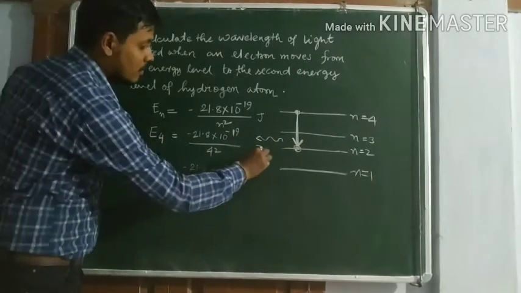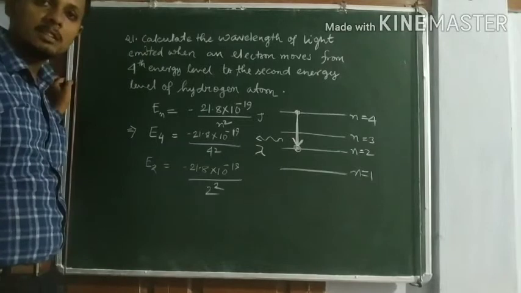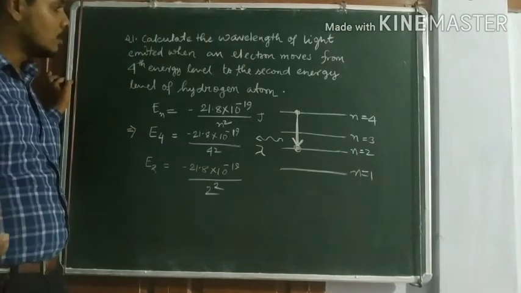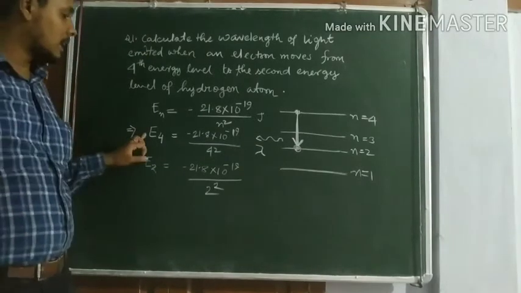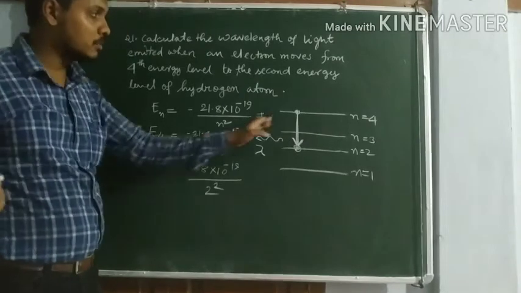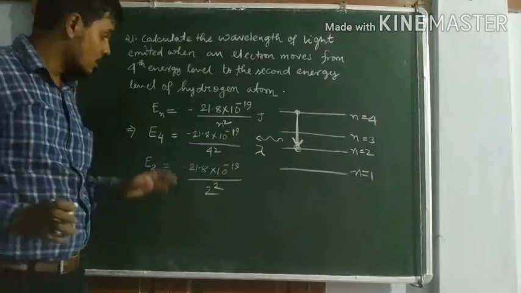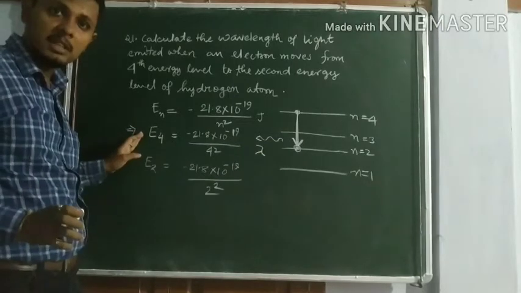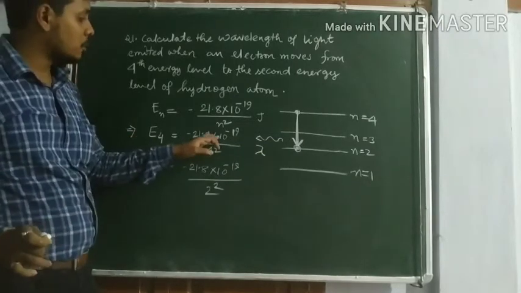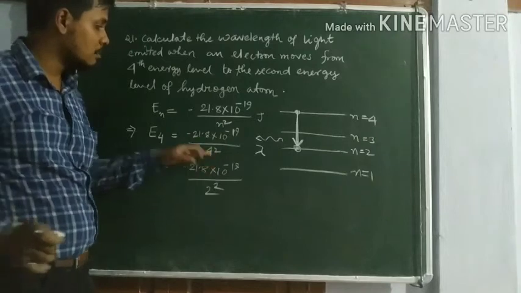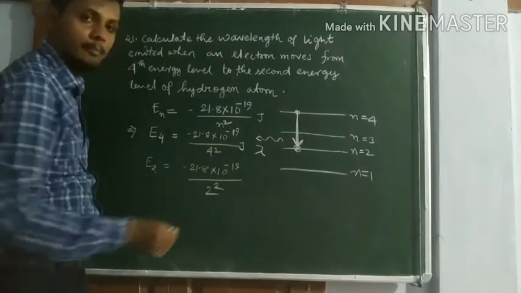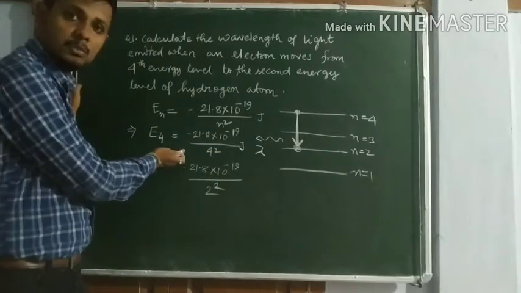So what is the wavelength of this electromagnetic radiation? That is what you are asked to find. Now for that, let us first calculate the energies of the respective levels. The energy of the electron in the fourth energy level is minus 21.8 into 10 to the power minus 19 by 4 square joule. This is the energy in terms of joule.